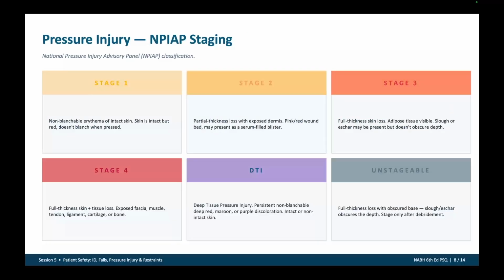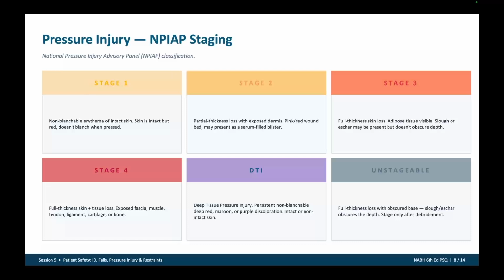In pressure injury, the National Pressure Injury Advisory Panel classification. In stage 1, non-blanchable erythema of intact skin. Skin is intact but red, doesn't blanch when pressed. Stage 2, partial thickness loss with exposed dermis. Pink-red wound bed, may present as a serum-filled blister. In stage 3, full thickness skin loss. Adipose tissue visible, slough or eschar may be present but doesn't obscure depth.